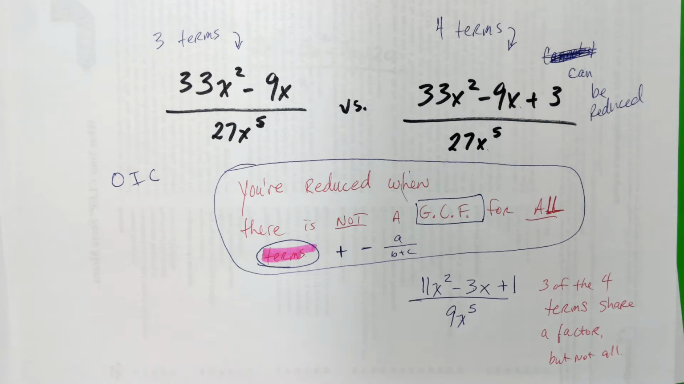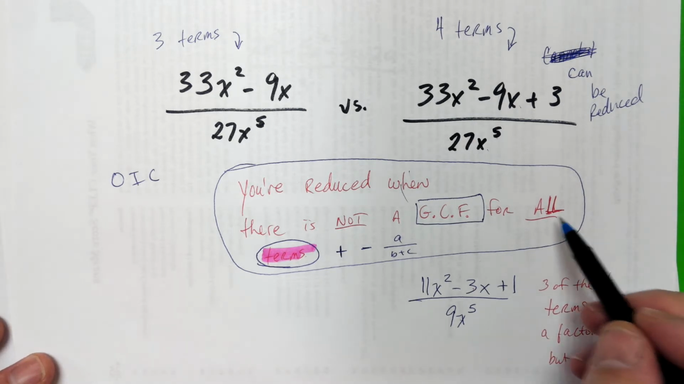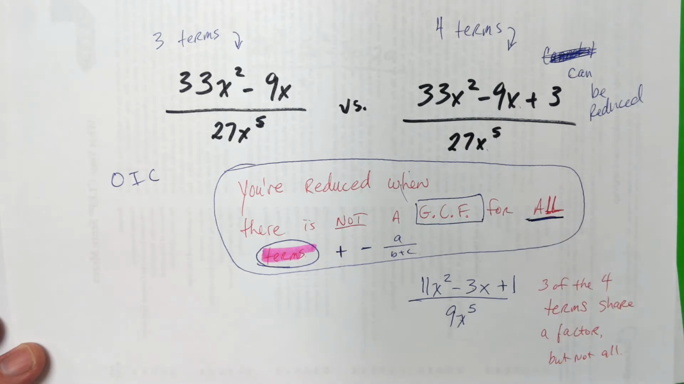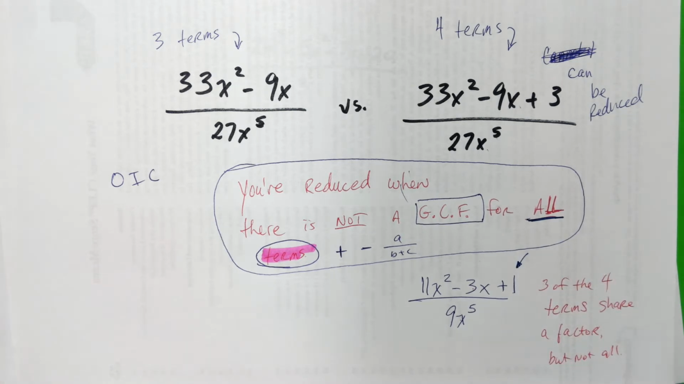So if there's only 3 terms that share a factor, then what? Then you can't reduce it. In order to reduce, all of the terms have to have a common factor. So you are completely reduced when there's not a common factor left between all of the terms. So we can't reduce. Cannot reduce anymore. All you need is just 1 term that doesn't have a common factor, and that means you cannot reduce.